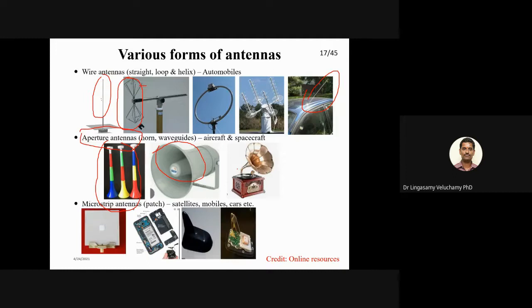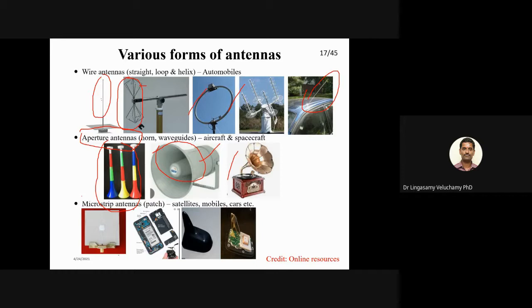Okay, next is microstrip patch antennas. Why did they go for microstrip patch antennas? Because with aperture antennas or wire antennas, we can't do compact designs, and now we are moving toward compact designs. Space is very constrained, so in that case we can't go for these antennas, right? So that's why microstrip patch antennas evolved.